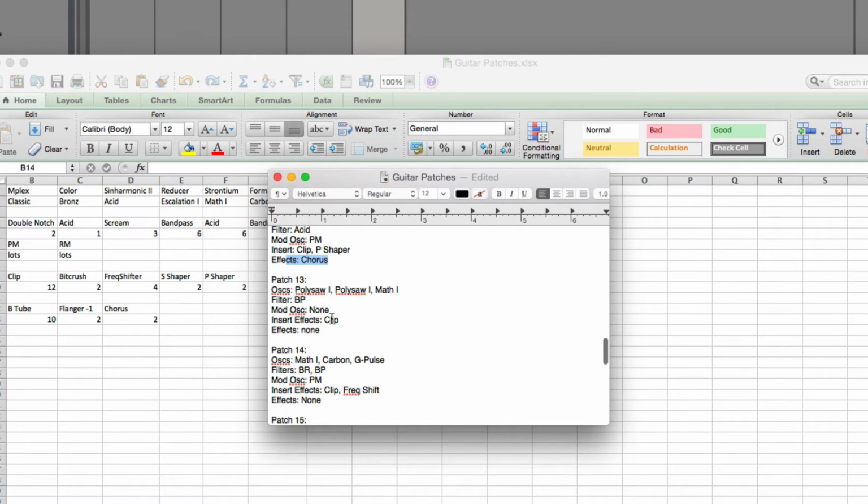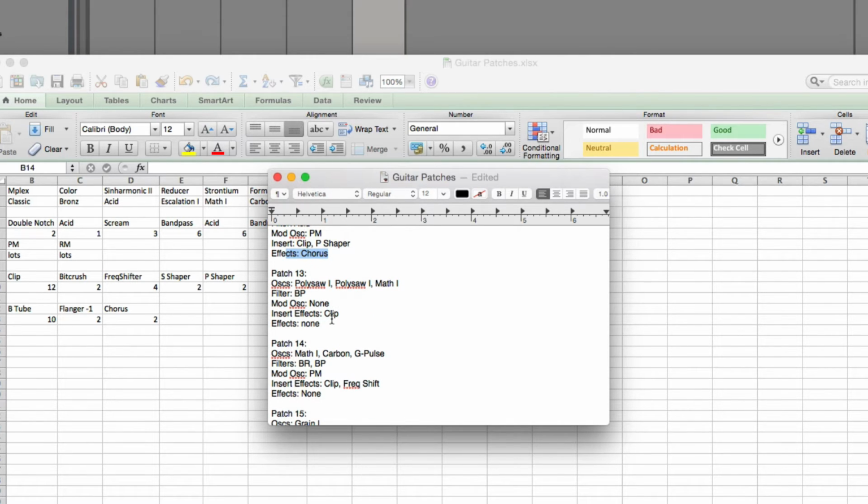Patch 13, we had polysaw 1 twice, and then math 1. We used a bandpass filter. We didn't use the Mod OSC. We had clipping as an insert effect and no main effect.